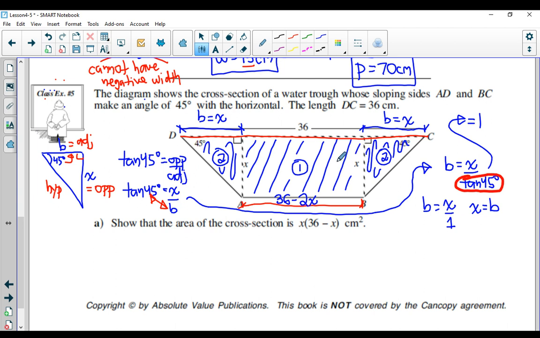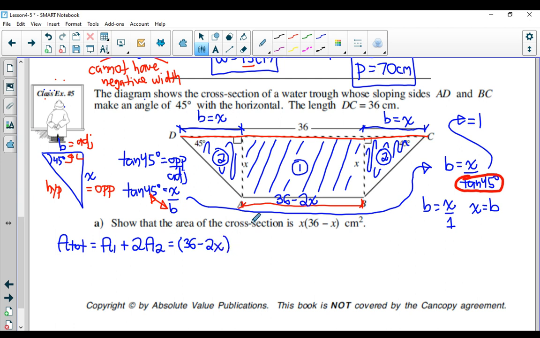Okay, so let's calculate the total area. The total area, A total, would be equal to area 1 plus 2 times area 2. We have 2 of these triangles. This would be equal to, so the area of this rectangle is going to be the length times the width. So the length of it is 36 minus 2x.